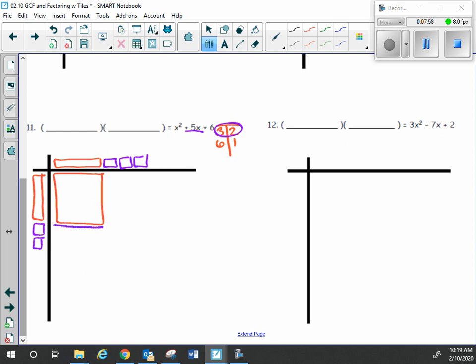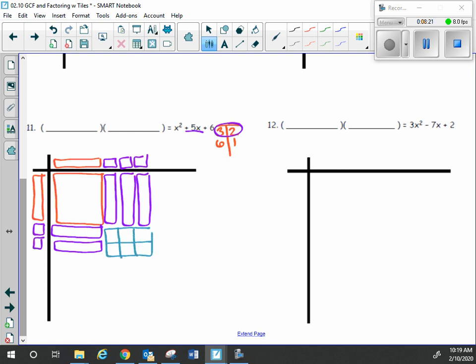So down that first column, you get 2 X's. What do you get out to the side? 3 X's. So I have my 5X that I need. And then how many units or singles does it give you to round out that rectangle? 6. Does everything check out? Yep. Okay, so my factors are X plus 2 and x plus 3. Very good.